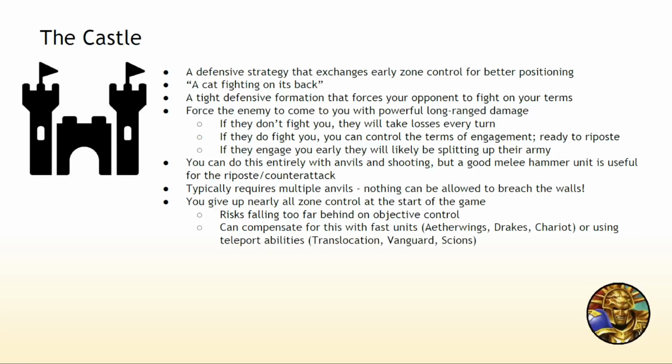So Adjudicators and Long Strikes in particular are very good at this, because if they don't fight you, they're just going to take losses every turn, and you can't do that for 5 rounds. If they do fight you, you completely control the terms of the engagement. You have units ready to riposte, you have all your auras and buffs in range. If they engage you early on, they're probably splitting up their army. So you're going to be fighting 2,000 points against, best case scenario, 1,500 points. Right? You can't push your entire enemy army into the enemy army.